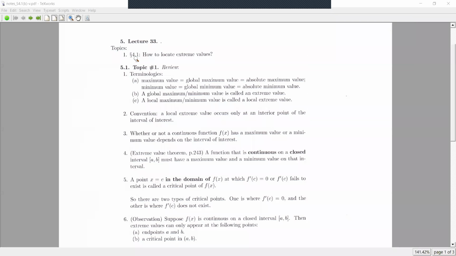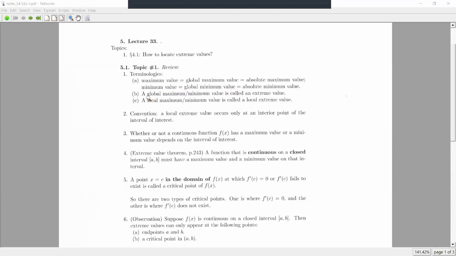Section 4.1 again. How to locate extreme values. Have a review first. Number 1, terminologies. A. In this book, a maximum value means a global maximum value or an absolute maximum value. These three terms mean the same thing. Similarly, a minimum value means a global minimum value or an absolute minimum value.